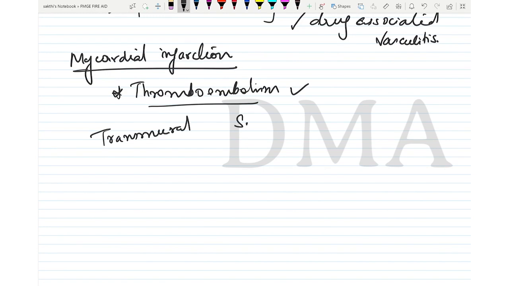So in myocardial infarction, the light microscopy changes will occur only after 4 hours of infarction. The first microscopic change that is seen is waviness of myocardial fibers.